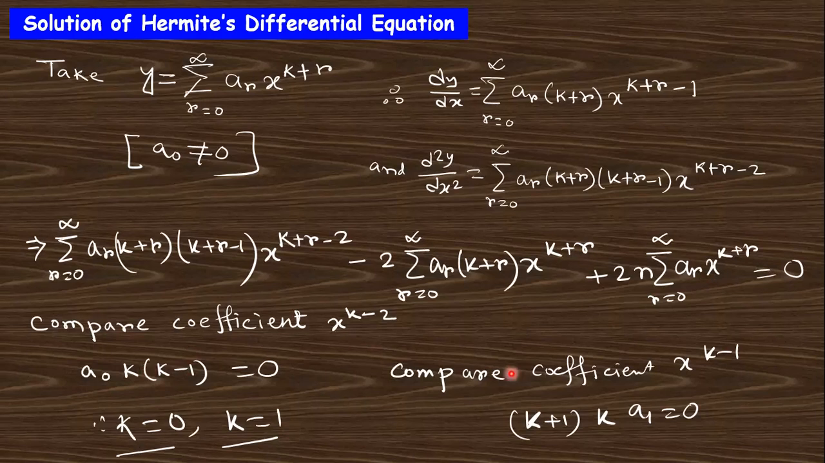Now if you compare the coefficient of x to the power k minus 1, you need to put r equal to 1. Then you get a1 times (k plus 1) into k. Similarly, we did not get any term of x to the power k minus 1 elsewhere, so this will be 0. If we put k equal to 1, we need to take a1 equal to 0, right? Otherwise, if you take k equal to 0, you can take a1 not equal to 0.